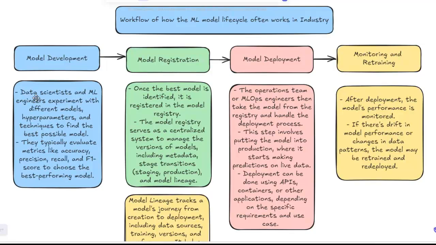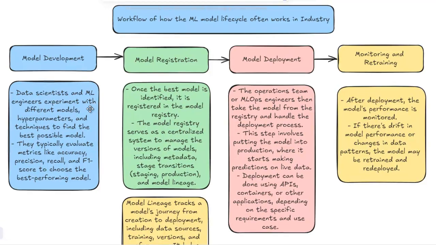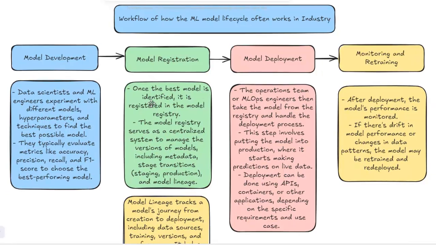As you can see here, data scientists and ML engineers experiment with different models, hyperparameters, and techniques to find the best possible model. They typically evaluate models with metrics like accuracy, precision, recall, and F1 score to choose the best performing model. Then the next stage will come, which is model registration, that we are going to discuss in this particular video. Once the best model is identified, it is registered in the model registry.